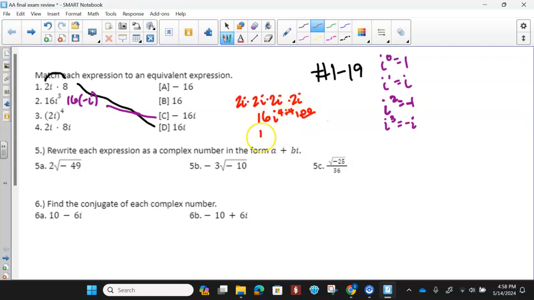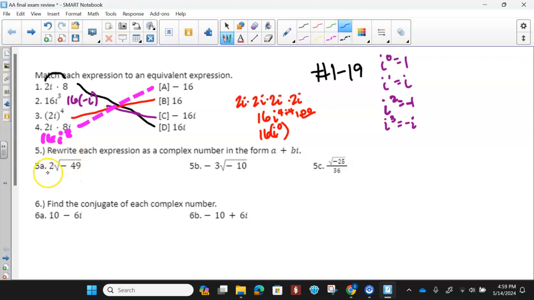Well, 4 divided by 4 is just 1, but 1 whole, right? So that is the same as saying that this is 16 times i to the 0, because 4 divided by 4 is 1, and there's no quarters left over, 1 whole. And i to the 0 is 1. So it's just 16 times 1, which is 16. So that's why here the answer was B, leaving you with number 4 being D, because that is 2i times 8i. Well, 2 times 8 is 16, but i times i is i squared, and i squared is -1. So there's your -16.